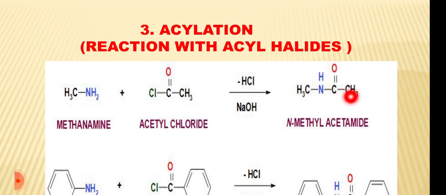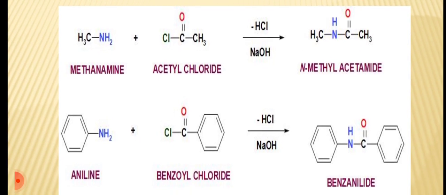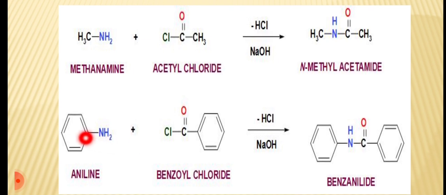This acyl group, the CH3CO group, is then attached onto the nitrogen of this amine to form N-methyl acetamide. Likewise, an aromatic compound like aniline reacts with benzoyl chloride, whereby the acylation reaction takes place by the attack of this amino group onto this carbonyl carbon. There is once again the release of an HCl molecule, and the reaction takes place in presence of sodium hydroxide to give the product benzanilide. Dear students, both reactions are examples of nucleophilic acyl substitution reaction.